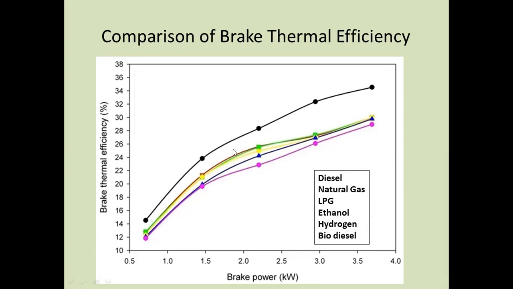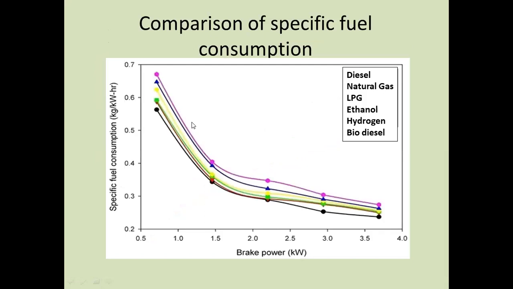So from here, as I told earlier, if you increase the load, the brake thermal efficiency automatically increases. At full load condition the maximum thermal efficiency occurs. In this curve, diesel and hydrogen show the maximum thermal efficiency. So in the next slide we can discuss the brake specific fuel consumption.